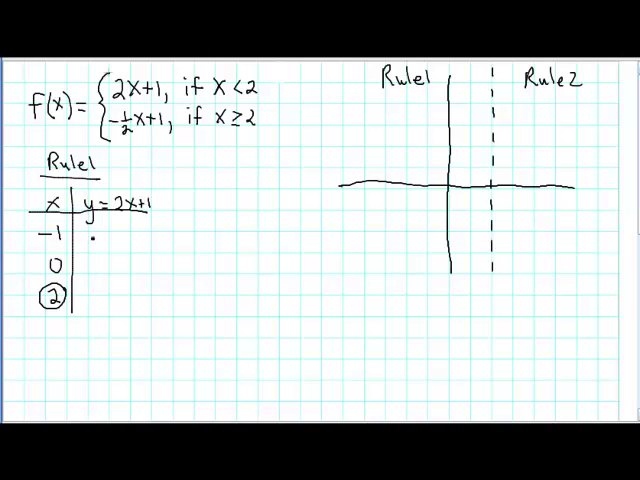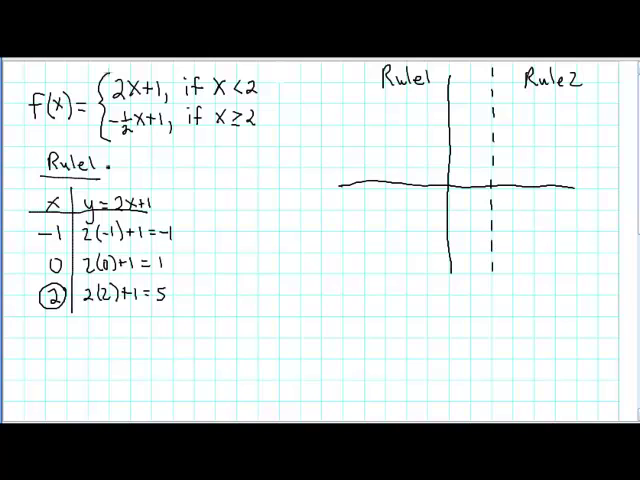Now we need to figure out the y values for these x's by plugging into 2x plus 1. So I got 2 times -1 plus 1. That's -2 plus 1 is -1. Here we have 2 times 0 plus 1. 2 times 0 is 0 plus 1 is 1. And 2, now I'm going to plug this. I'm doing something that's not valid for evaluating functions, but it's valid for when we graph. So I'm going to put this boundary value into rule number 1. So I get 4 plus 1 is 5.